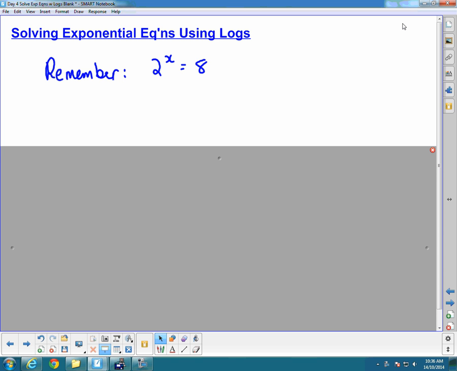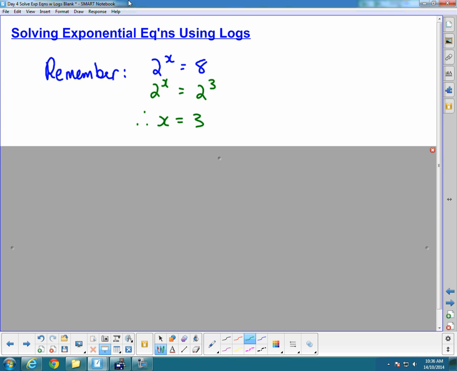But first I want to remember this equation. So 2^x equals 8. How do I find the x value to make the statement true? Well, of course, we used a common base, and so we changed 8 into 2 cubed. And once we had a common base of 2, we could ignore the bases and just look at the exponents and say, therefore, x equals 3.